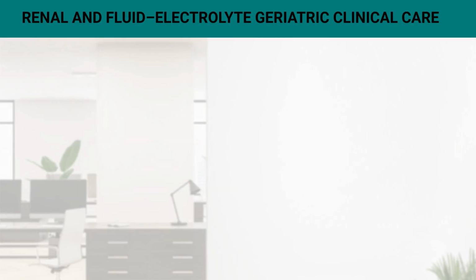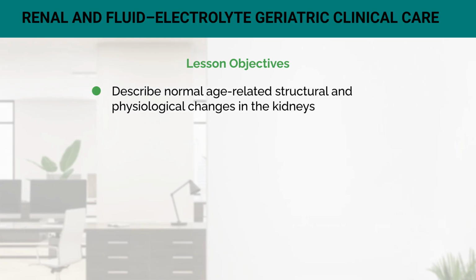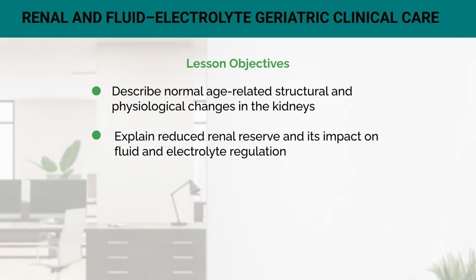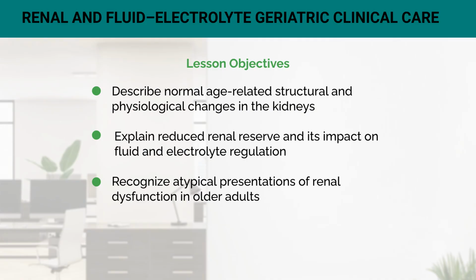By the end of this session, the learner will be able to: 1. Describe normal age-related structural and physiological changes in the kidneys. 2. Explain reduced renal reserve and its impact on fluid and electrolyte regulation. 3. Recognize atypical presentations of renal dysfunction in older adults.